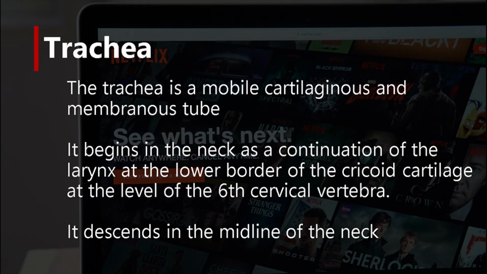So trachea is a mobile cartilaginous and membranous tube. It begins in the neck as a continuation of the larynx at the lower border of the cricoid cartilage at the level of the 6th cervical vertebra, and also descends in the midline of the neck.